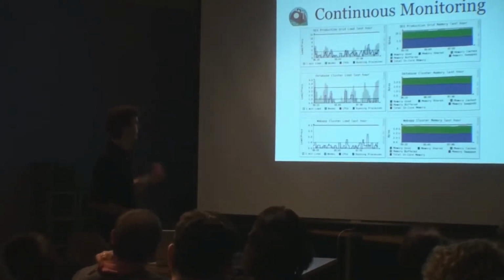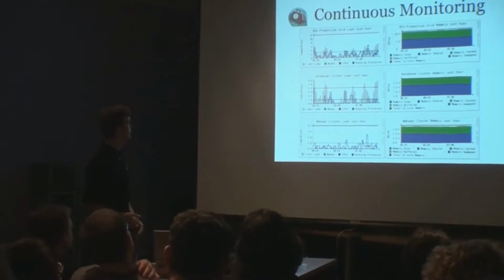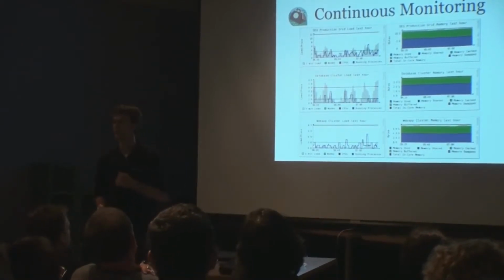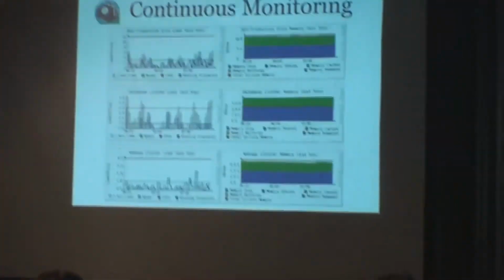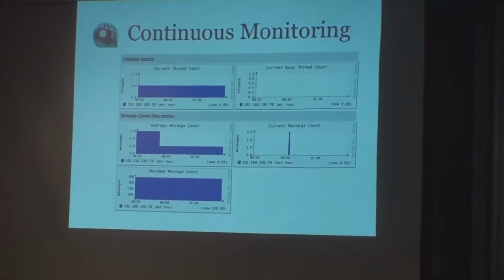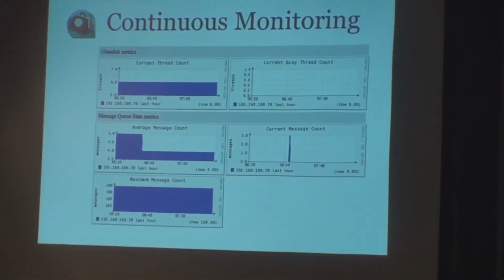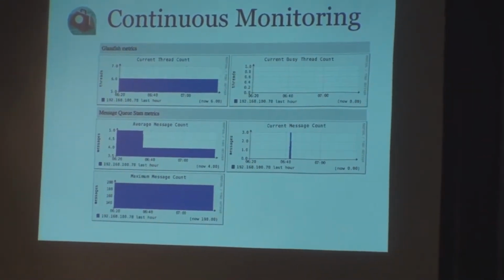So here's an example of what a Ganglia chart looks like. This is just monitoring standard system metrics like CPU, memory, network I/O. But one of the nice things about it is that it's extensible, so you can hook it in to monitor different things within your application.